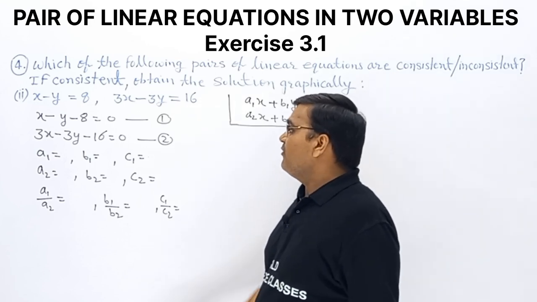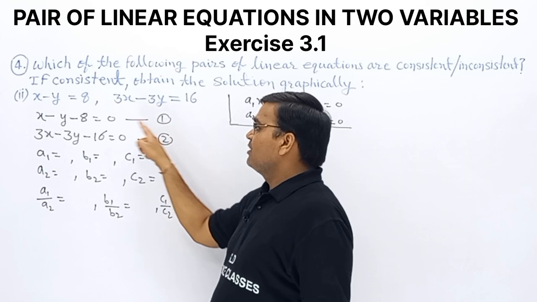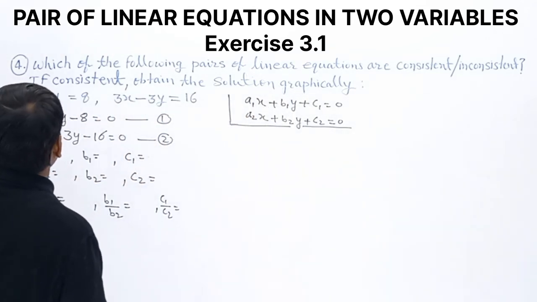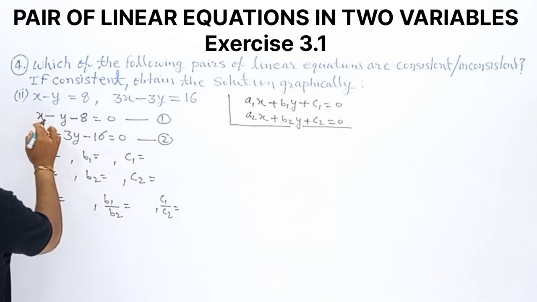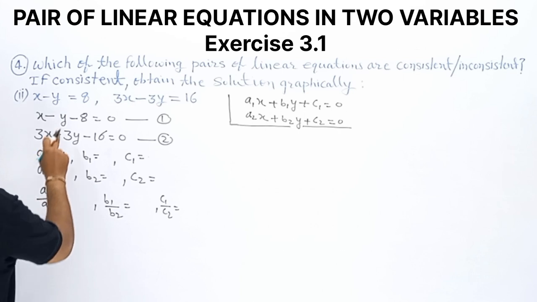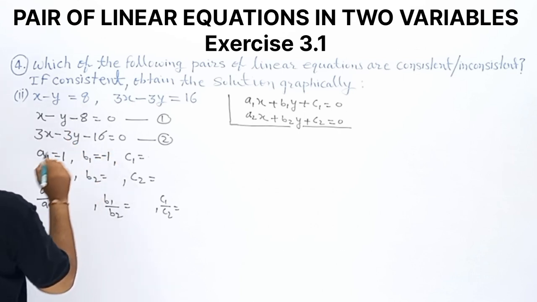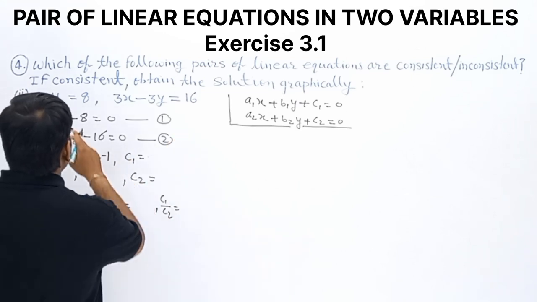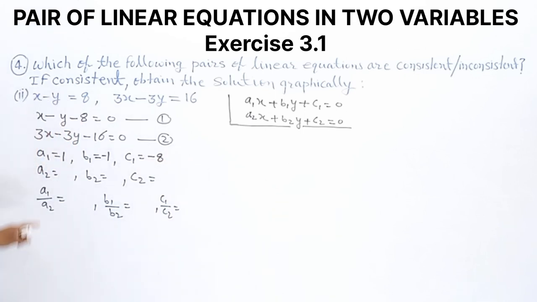Clear? Then a1 is what? The coefficient of x from equation number 1. Now I am comparing. a1 is the coefficient of x, and it is 1. b1 is the coefficient of y, and it is minus 1. And c1 is the constant term, and it is minus 8. Clear?